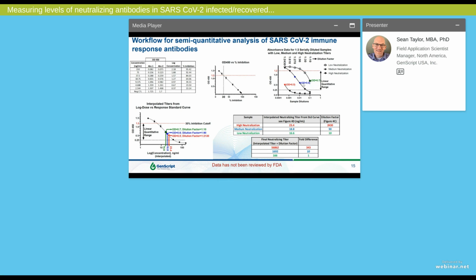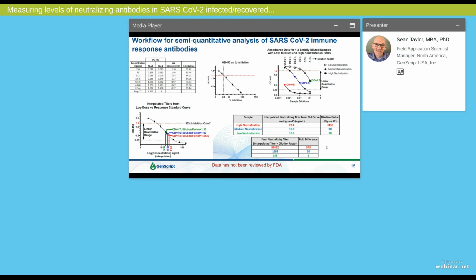For the medium at 0.6, we only had to dilute by 1 in 90. So we're multiplying 18.8 by 90 to generate this value. And then for the low neutralizing titer at 0.7, we only diluted that by 1 in 10. So 16.6 times 10 is only 166. And then, if you wish, you can ratiometrically assess those values by just dividing the high values by the lowest values. So the medium neutralizing sample was 10 times more than the low one, and the high one was 343 times more than the low one.